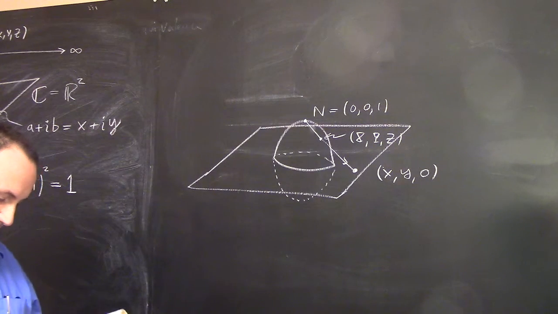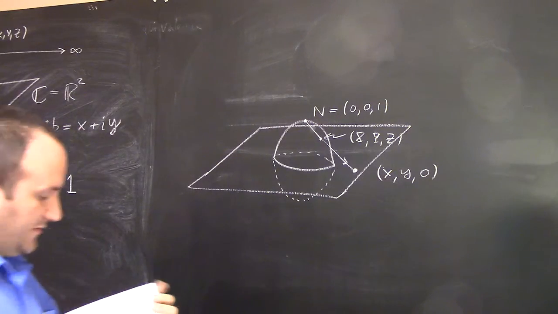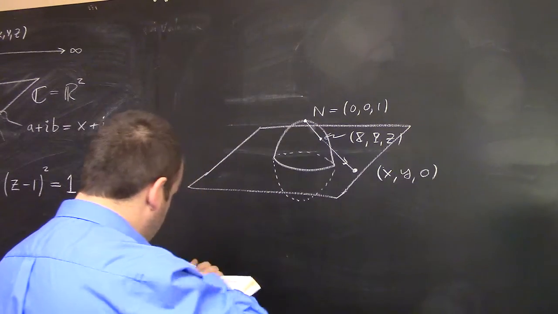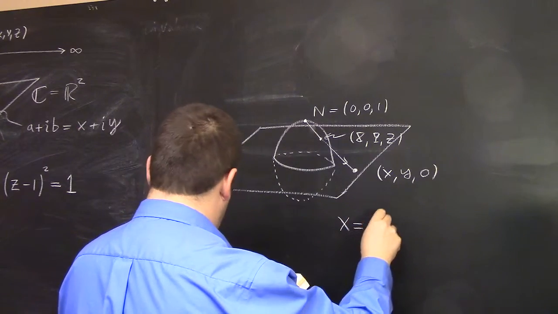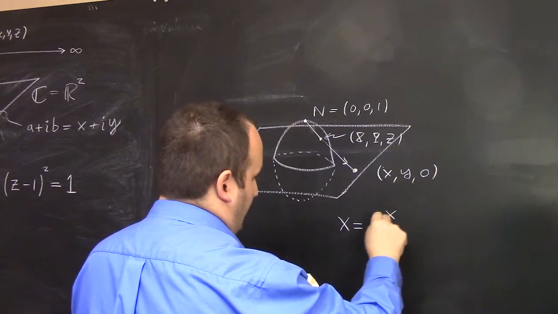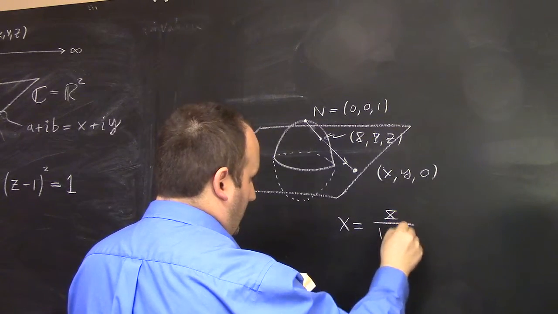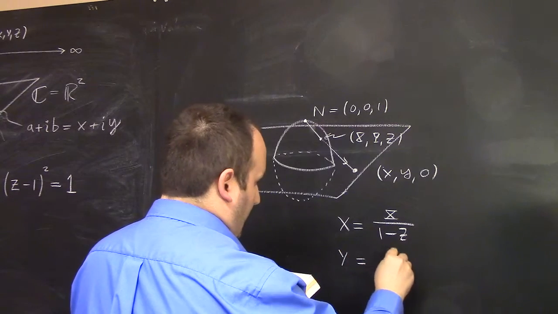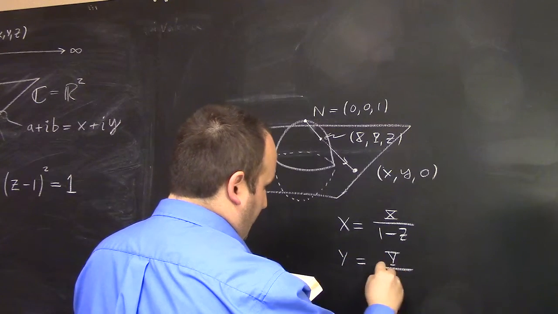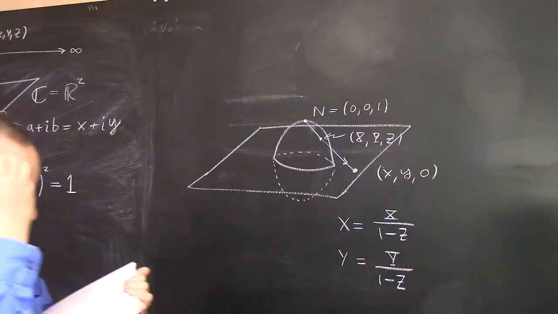Anyway, let me just skip ahead here. You eventually get the following formulas. x is equal to big X over 1 minus big Z, okay? And y is equal to big Y over 1 minus big Z. That's a little bit of trigonometry and stuff to get there, but eventually you get that.